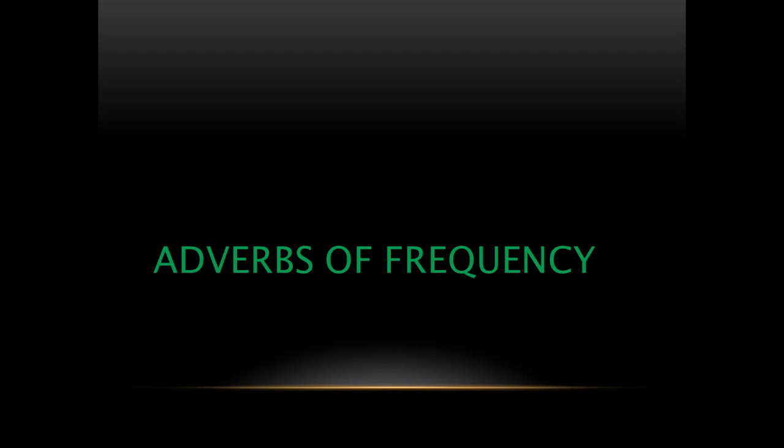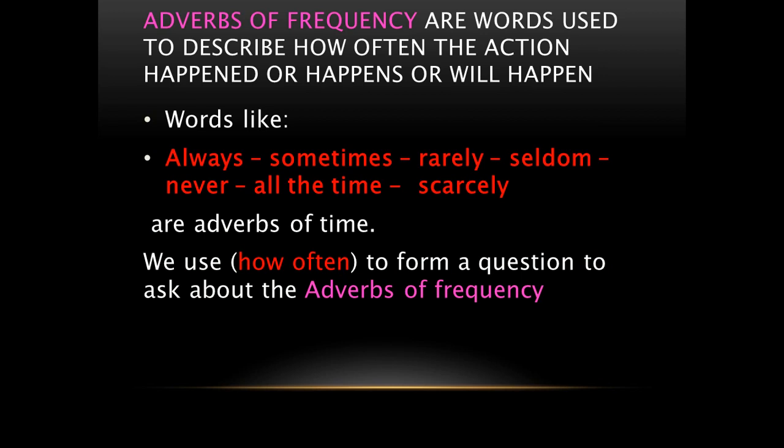Okay, the second type that we have is adverbs of frequency. What is the meaning of the word frequency itself? Frequency means the number of times. Adverbs of frequency are words used to describe how often the action happens. And again, the meaning of how often is how many times. How many times the action happened in the past, or happens in the present, or will happen in the future, because we have three main tenses in which we use the verb.